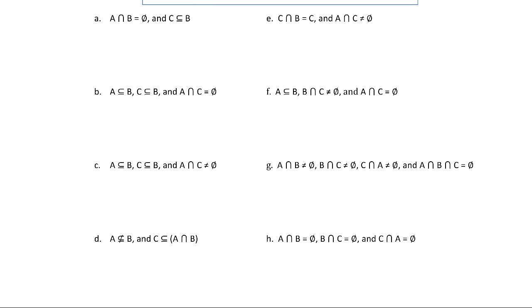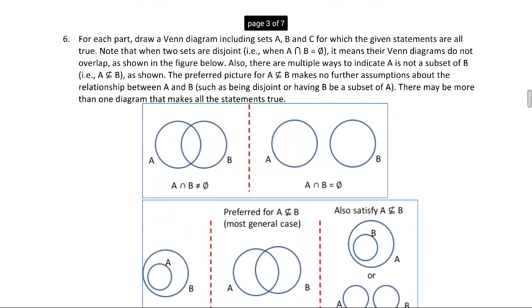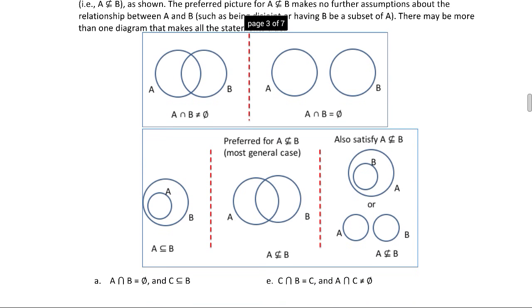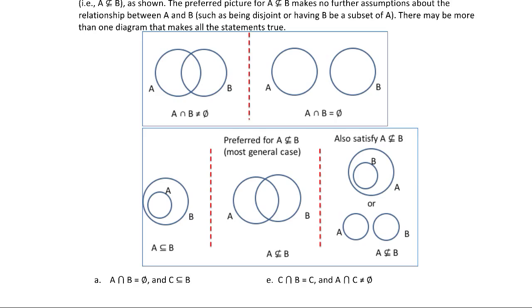Just to go back to the top here, I'm giving you a little bit of help with this and showing you what the Venn diagrams look like. For example, when the intersection of two sets is not equal to the empty set, we're going to draw them overlapping each other so that the intersection is this region where they overlap. So when it says that their intersection is not the empty set, that means they're not disjoint. When their intersection is the empty set, that means they're disjoint and there is no overlap, and so we draw them as circles that are separated with each other, non-overlapping.